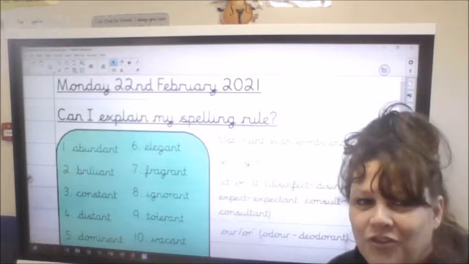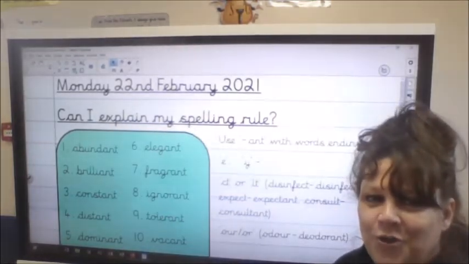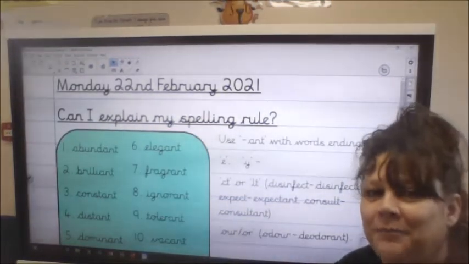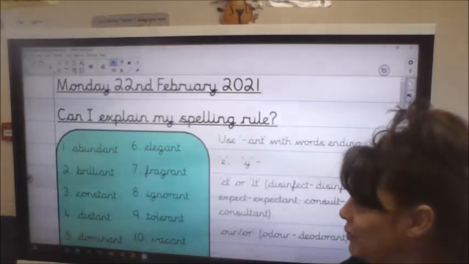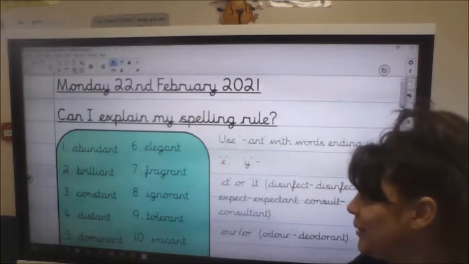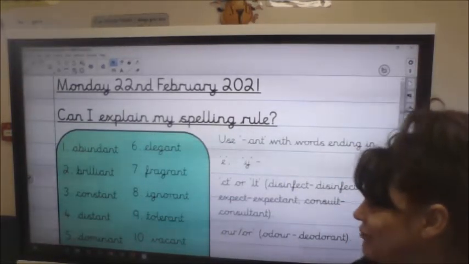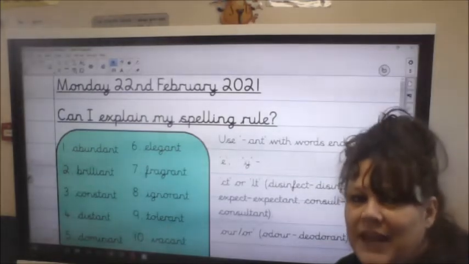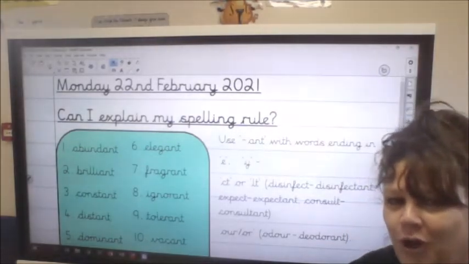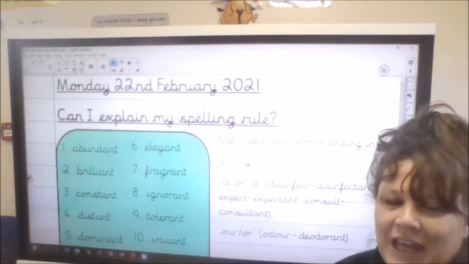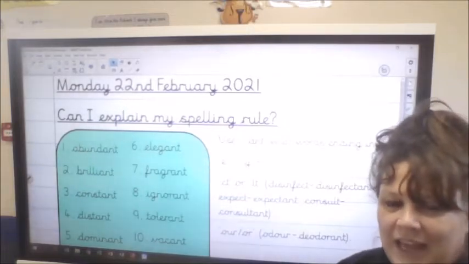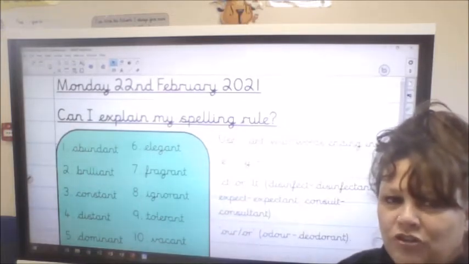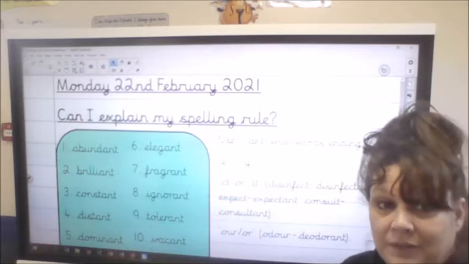We have got our spelling list, a new one up on the board behind me. You've got abundant, brilliant, constant, distance, dominant, elegant, fragrant, ignorant, tolerant, and vacant. And you are going to be having a little look at the rule today and seeing if you can spot which words are correctly spelt.